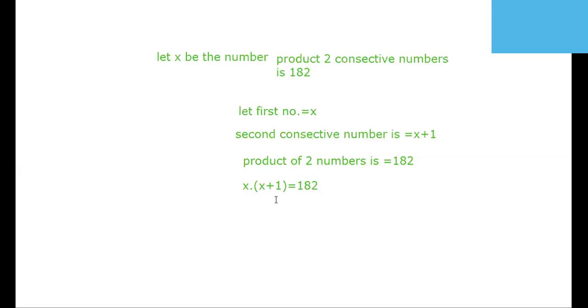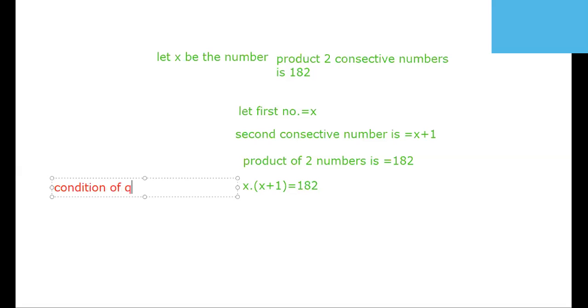This is the equation that we have just generated, x times x plus 1, because in the statement we have a product of two numbers, and we have assumed that the first number is x and the next consecutive number is x plus 1, so their product will be taken according to the statement of the question. I am writing it because of the condition. What is the condition? It is written in the question.